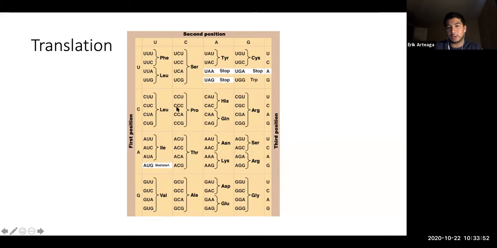CCU, CCC, CCA, CCG. Remember, in RNA, thymine is replaced by uracil, so you do not see any T's in the RNA. Okay.